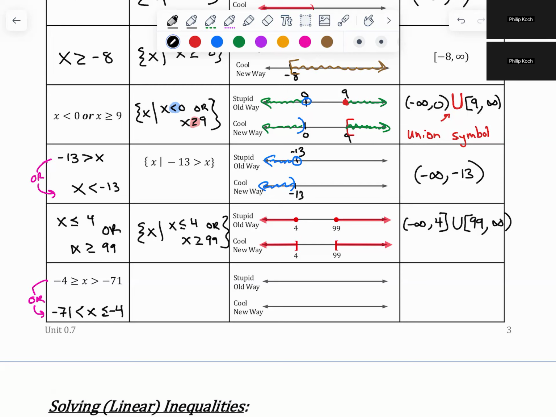So the set builder notation, you could write it in either format. I'm going to write it in the bottom format because that looks prettier. Negative 71 is less than x is less than or equal to negative 4. And so that's going to be a little line segment. So we'll plot negative 71 and negative 4.